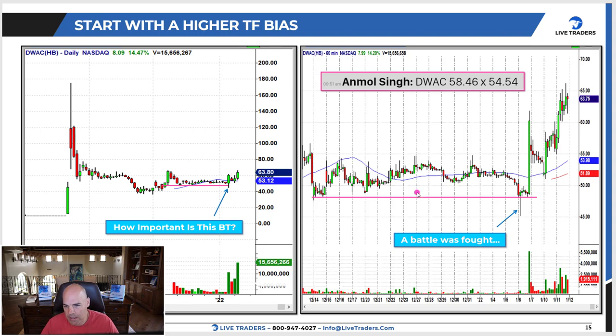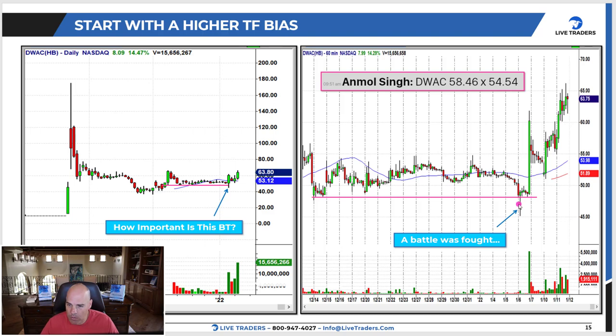But let's take a look at it on the 60. This is the pink line that you see on the daily. This is that bottoming tail. Look at the bottoming tail. Went down to $45. Guys, that's it. The stock's broken at that point. What should have happened is it continued lower or bounces and there's a sell setup and it goes lower. Neither one of those things happened.